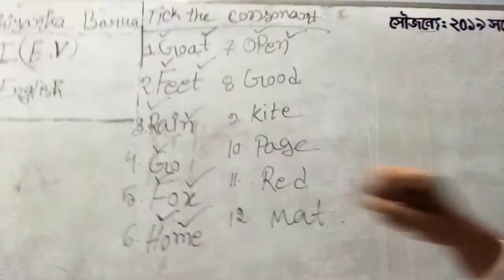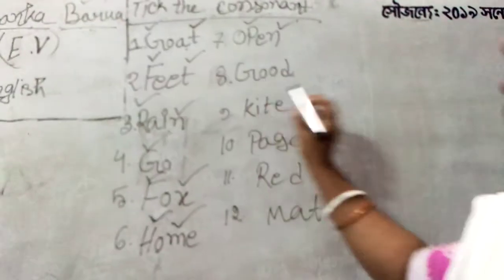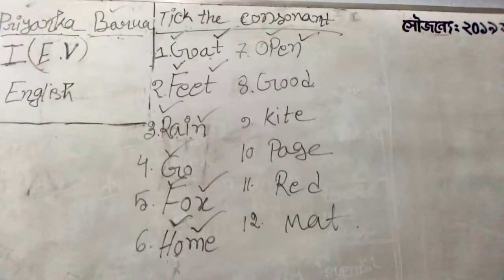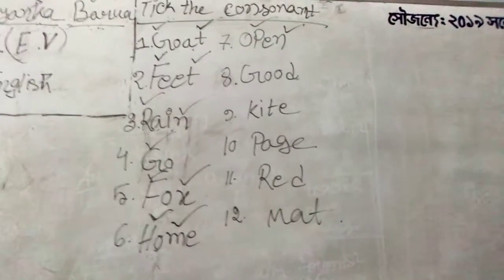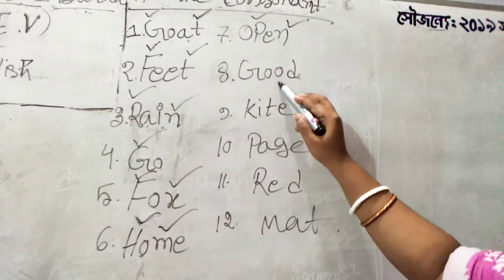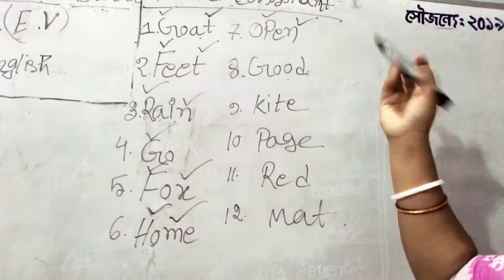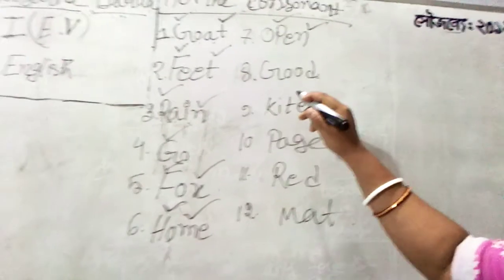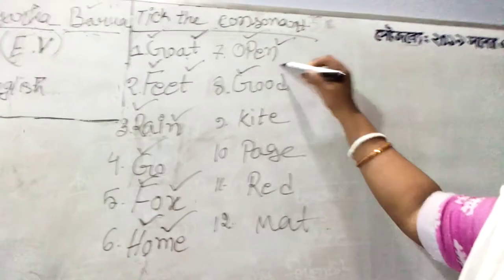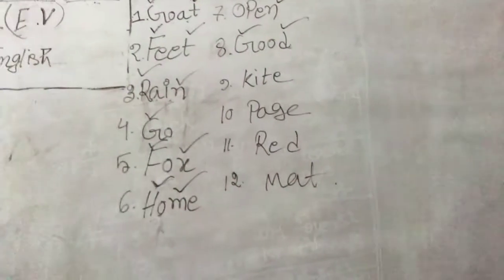Now number 8. Okay, babies? It is G-O-O-D. It is good. Good means well. So from good we can see O-O. Are these consonants or vowels? These are actually vowels, because O is a vowel. So these 2 O's are not consonants. So I need to take G and D. G is a consonant. D is also a consonant.